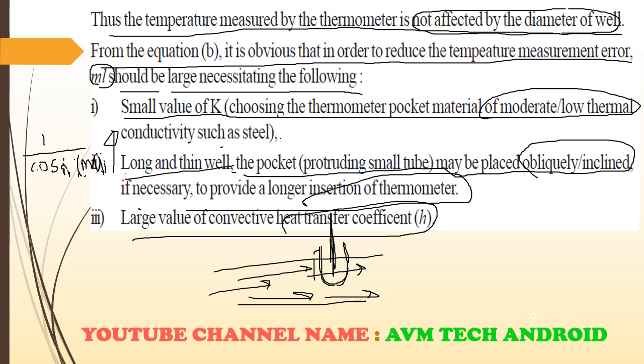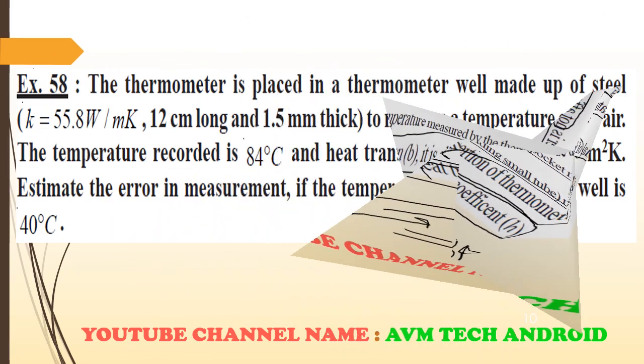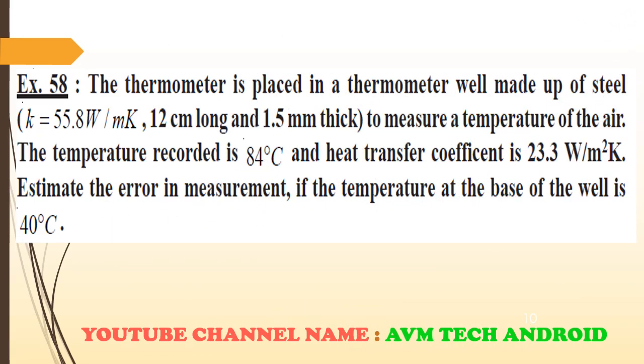So when we go with this exercise, the H value is very high here, and when H value is very high, the m into L value will increase, so the error will decrease. So this was the theory about estimation of error in the temperature measurement while the fluid is flowing through a thermometer well.